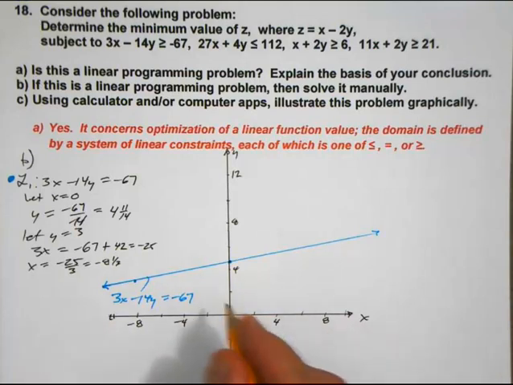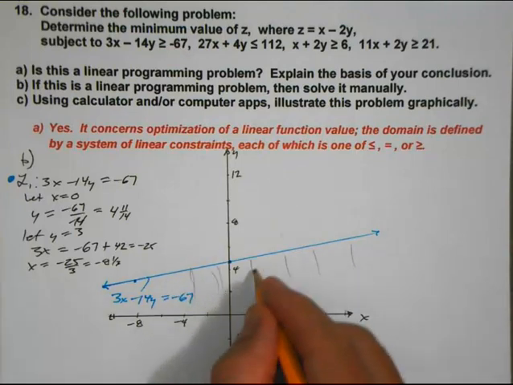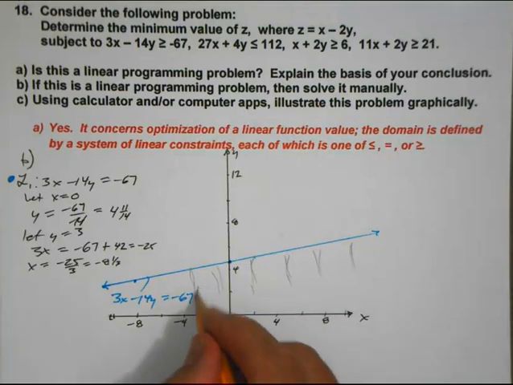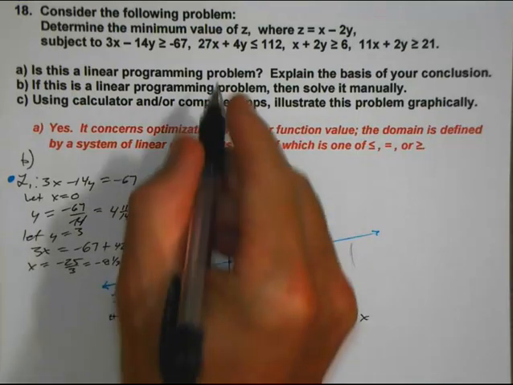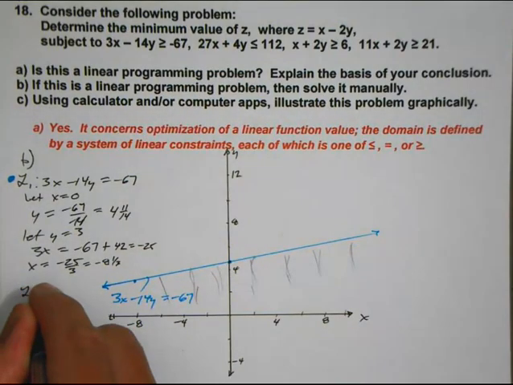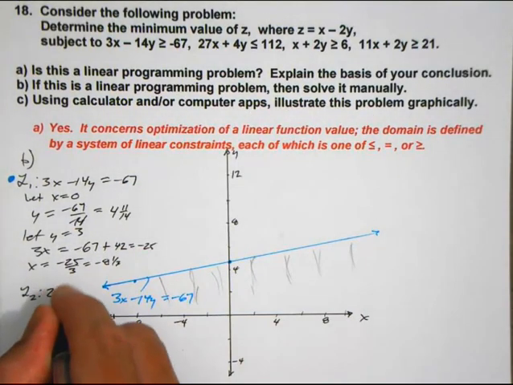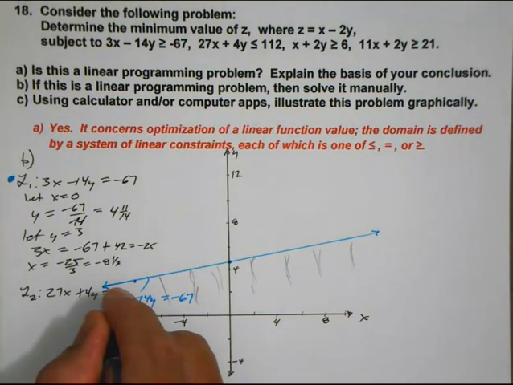Now, because this is a system, I'm just very lightly shading here to keep track of matters. I need to get the intersection of all 4 half planes in the end, so this just reminds me where to start here. Let's now go to the next inequality and work on its boundary line. Let's call that L2. And that is the corresponding equality of this, 27x plus 4y equaling 112.